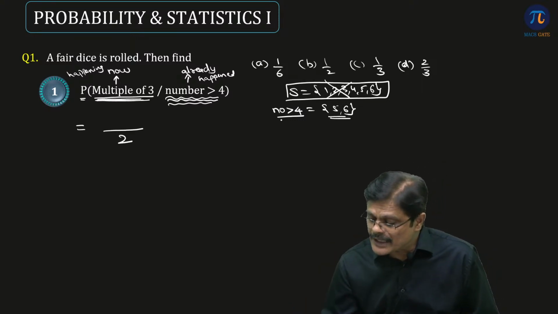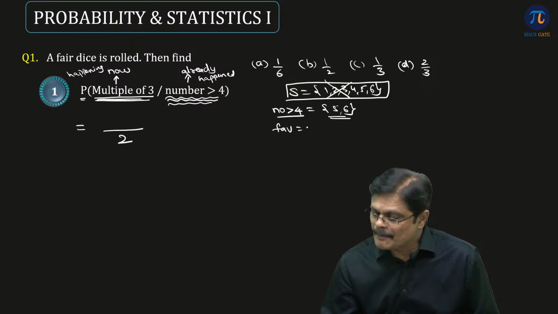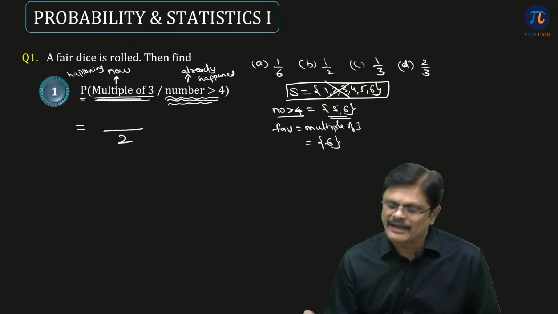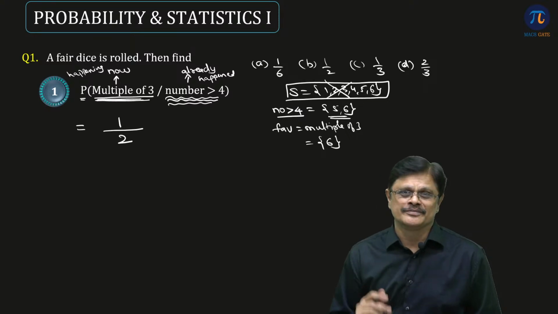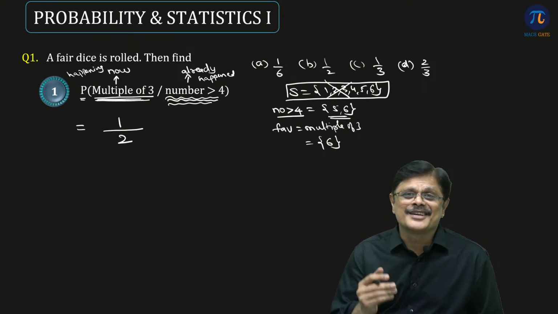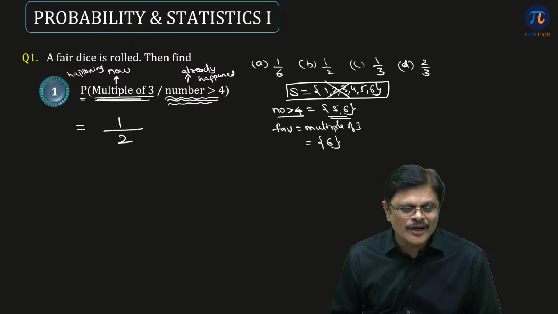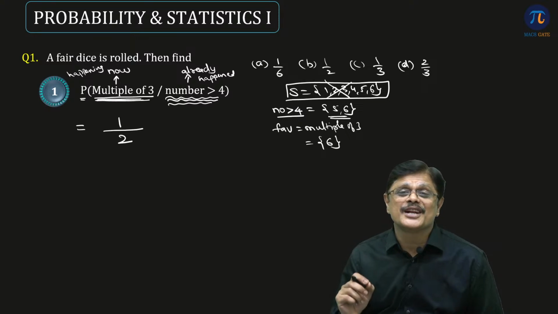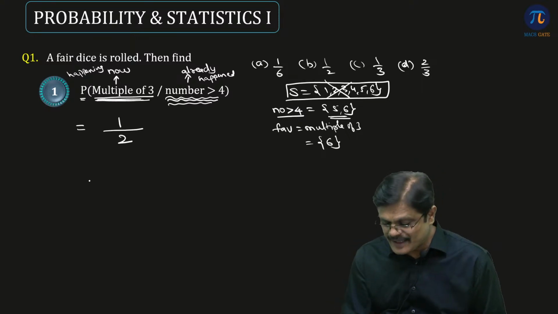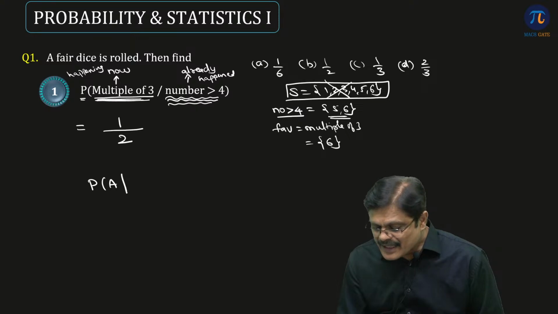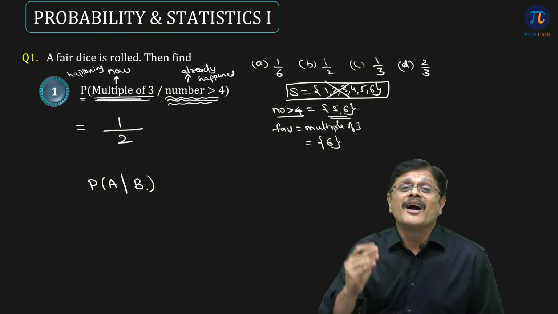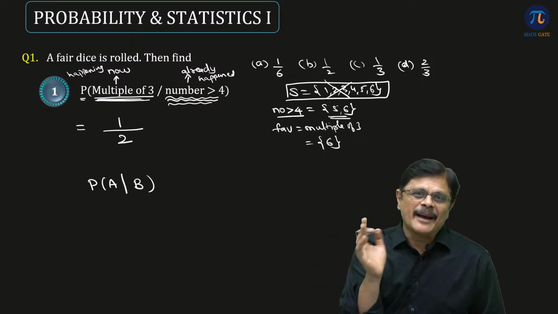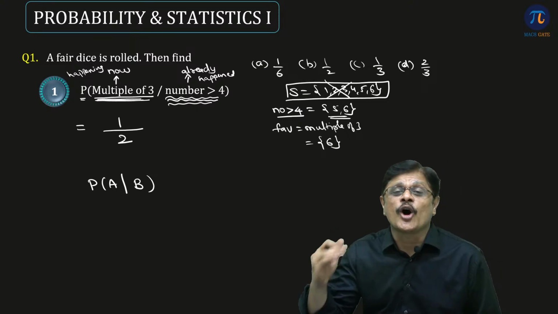Out of these 2 outcomes, how many are favorable for multiple of 3? Only 1. So 1 favorable out of 2. This is called conditional probability. Hope you understand, my dear friends. Probability of event A given event B already happened. Probability of happening of A when B has already happened.